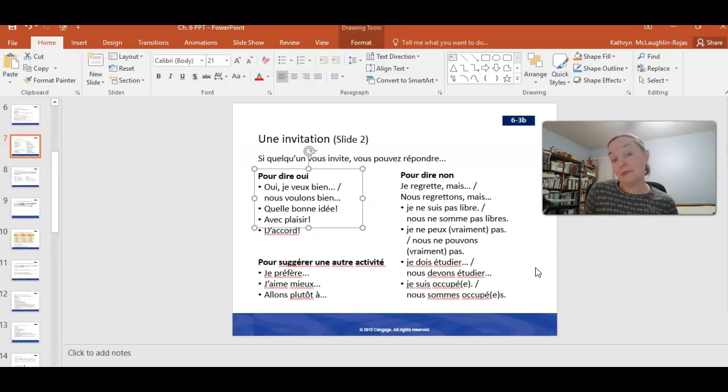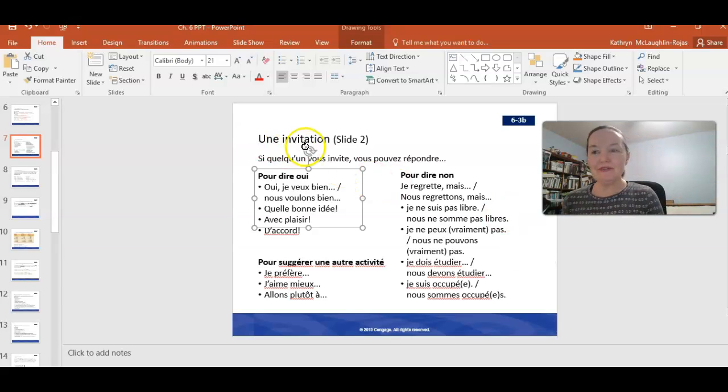Je ne peux pas. Je ne peux vraiment pas. So I can't or I really can't. Nous ne pouvons pas, nous ne pouvons vraiment pas. So saying the same thing for us rather than I. Je dois étudier. I have to study. It's a good way to get out of not going somewhere, I guess. Or je suis occupé. I am busy.